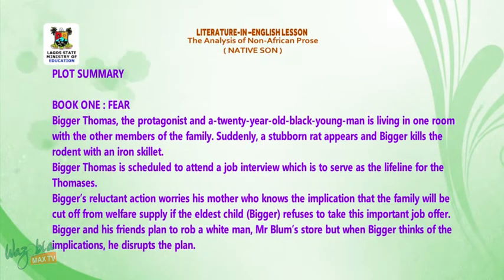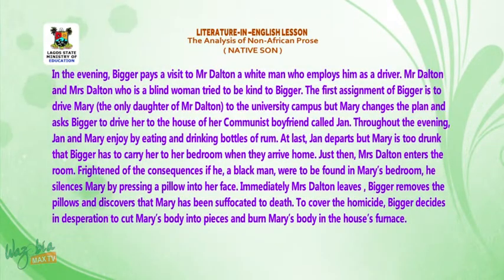Bigger and his friends plan to rob a white man, that is Mr. Bloom's store, but when Bigger thinks of the implications, it disrupts the plan. In the evening, Bigger pays a visit to Mr. Dutton, a white man, who employs him as a driver. Mr. Dutton and Mrs. Dutton, who is a blind woman, are trying to be kind to Bigger. The first assignment of Bigger is to drive Mary, the only daughter of Mr. Dutton, to the university campus.